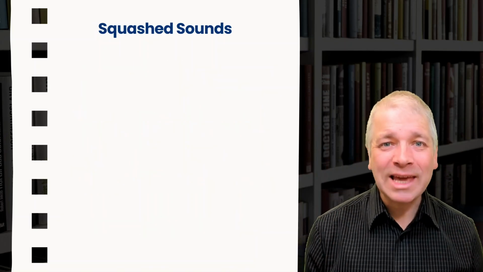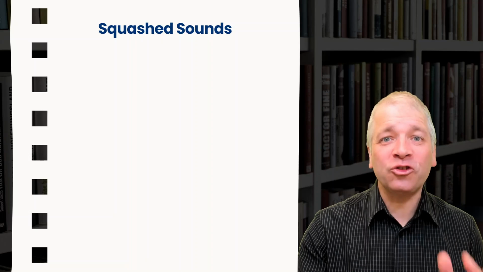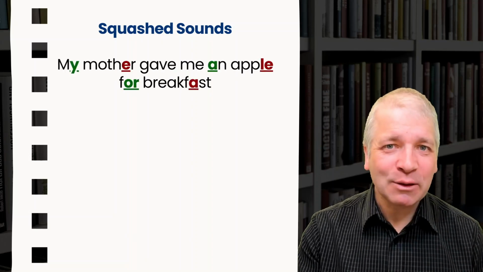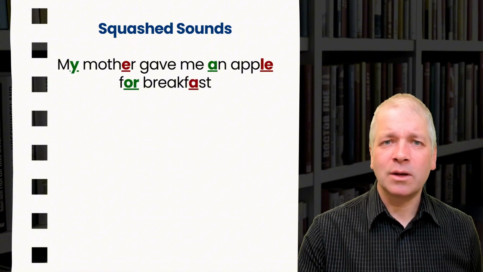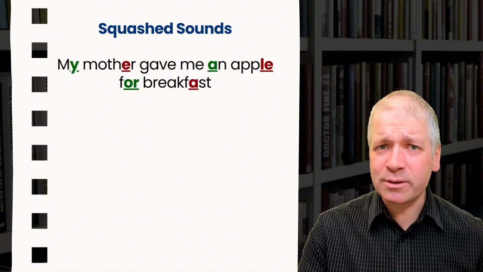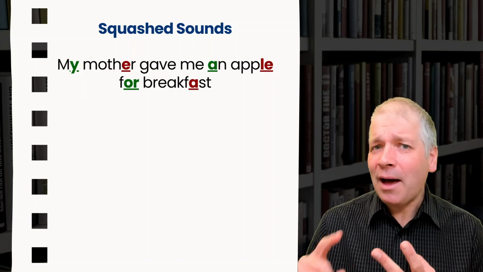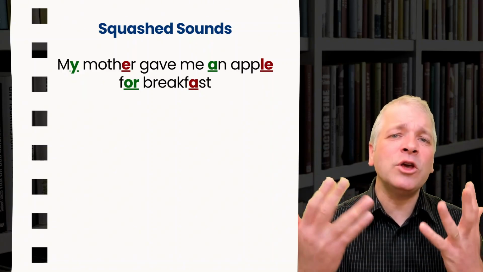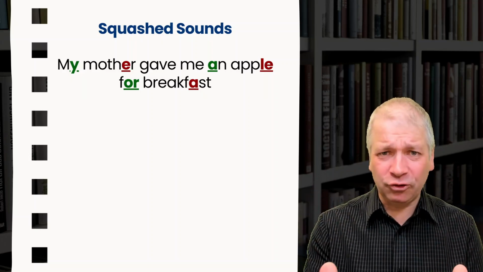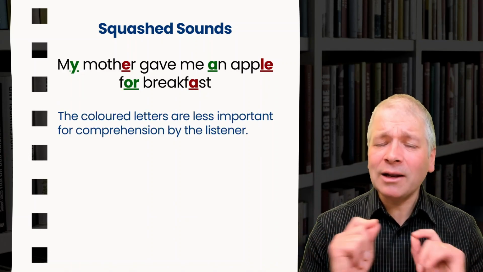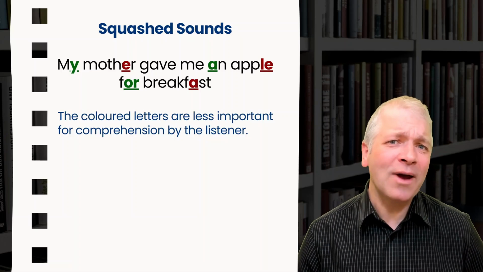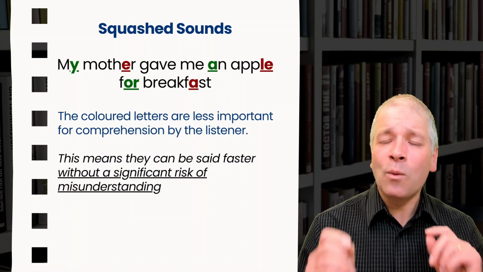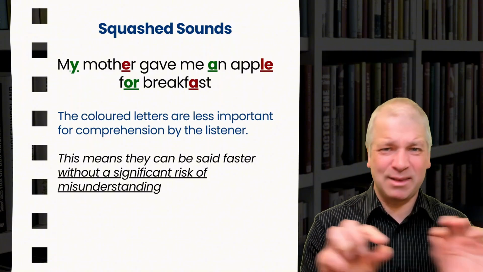As well as weakening sounds, I also squashed sounds. Which sounds? Well, it was exactly the same sounds that were weakened. So why is it okay to do this? The content words like mother, apple, breakfast need to be heard in order for you to get the message. They're crucial for communicating the message. The coloured letters are less important for comprehension by the listener, and this means they can be said faster without a significant risk of misunderstanding.